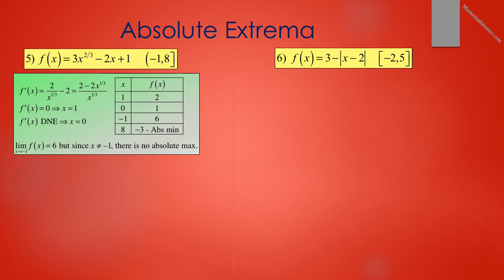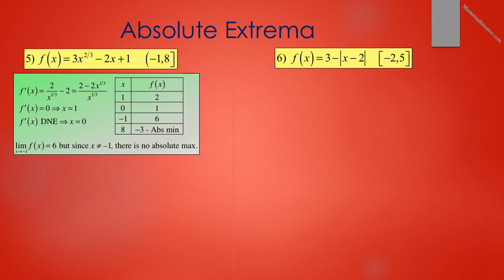At x is equal to 1, f of x is equal to 2. At x is equal to 0, f of x is equal to 1. At x is equal to -1, f of x is equal to 6, and if x is equal to 8, f of x is equal to -3. Our absolute min is clear at x is equal to 8, but this curve has no absolute max because in reality, x cannot equal -1. It's not part of the domain. So this curve has no absolute max.